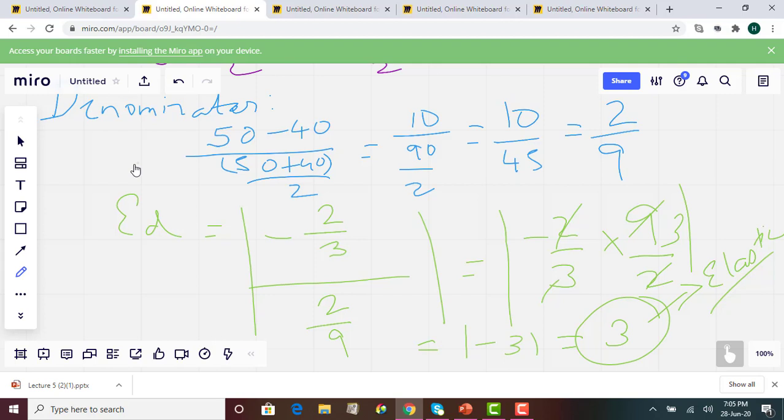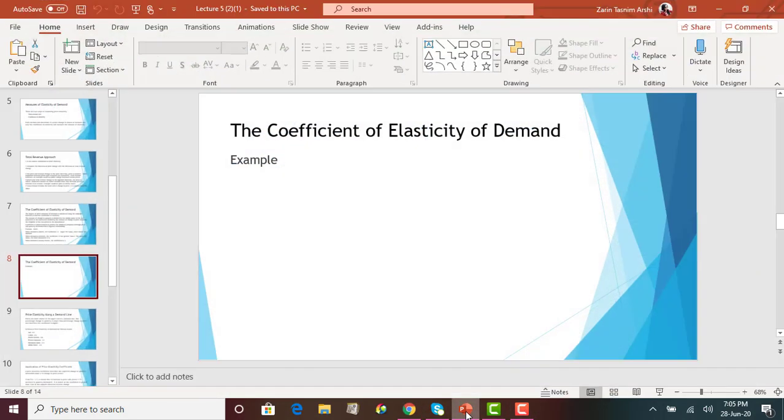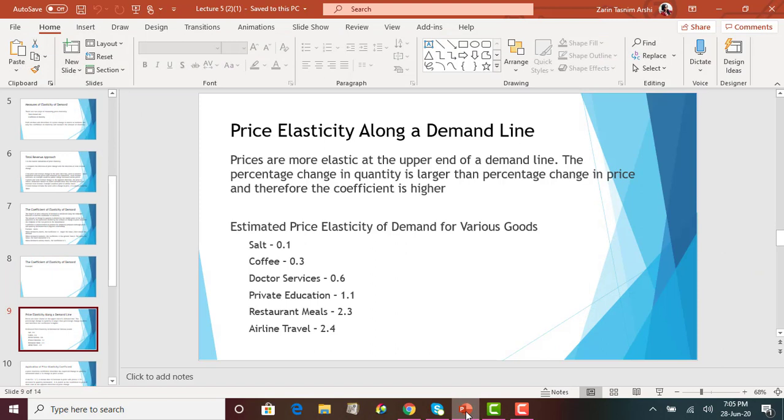Okay, and here 3 is greater than 1, so that means it's elastic. It means for this type of good people are responsive, or more sensitive to changes in prices. If price changes by 1%, quantity demanded will go down by 3%. That's what this coefficient is saying. If price goes up by 1%, the quantity demanded will go down by 3%. So hopefully that example was helpful.